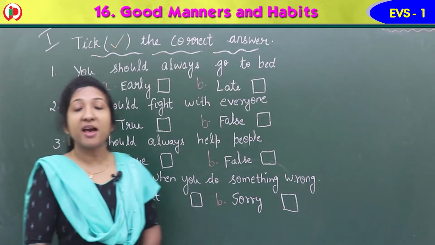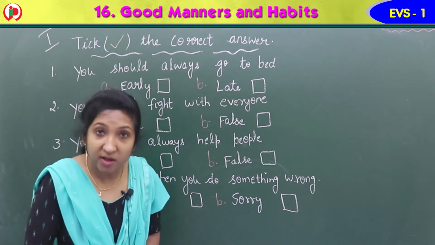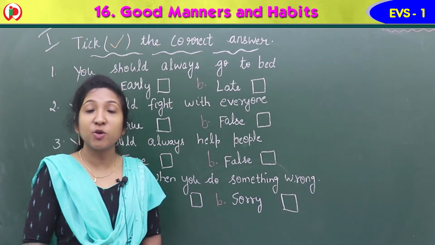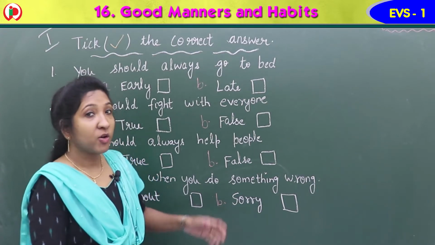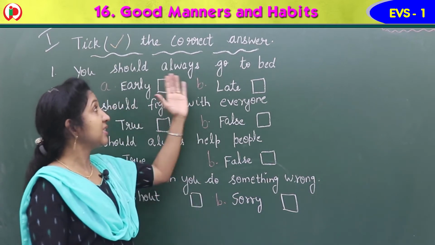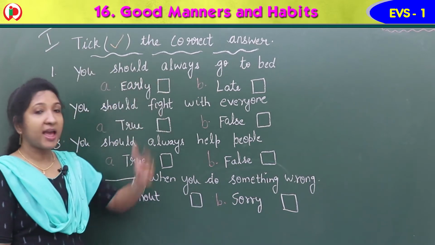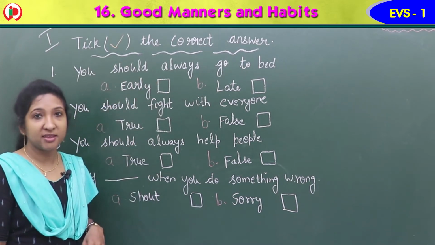Children, now it's our exercise time. So we have some exercise in your workbook. So we will do the workbook exercise. Okay, so the first exercise in the workbook for the lesson 16, Good Manners and Habits, is tick the correct answer. This is the first exercise in the workbook.